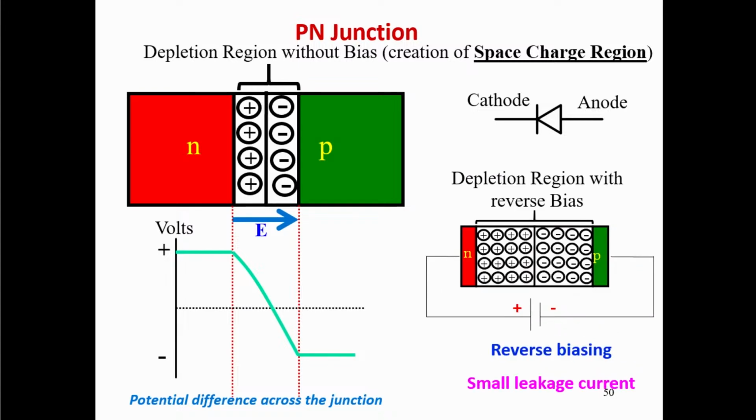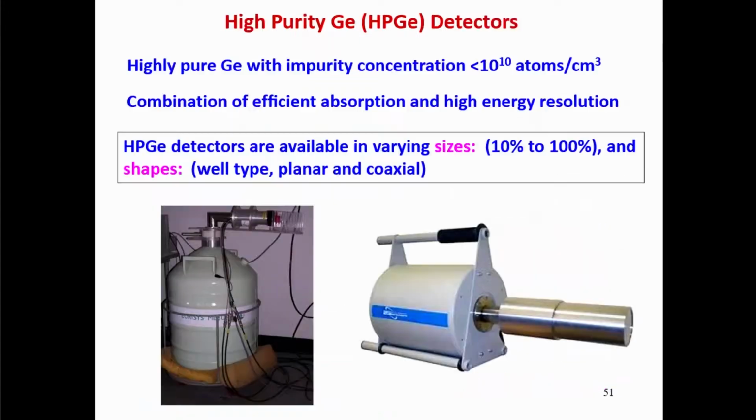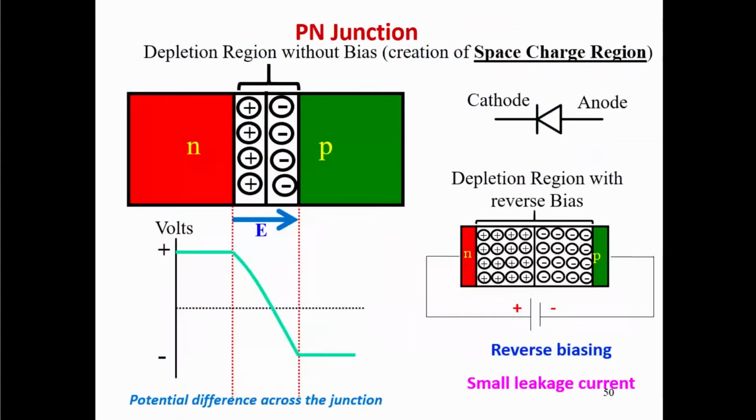So what we have to do is apply reverse bias. Imagine if I connect the positive terminal of the battery to the N side and the negative to the P side, what will happen? This depletion region will be further extended, and we will have a large space charge region, and the potential difference will also further increase because of more positive space charge and more negative space charge. In such a situation, if radiation falls in this depletion region, it will immediately form electron hole pairs and they will get collected.